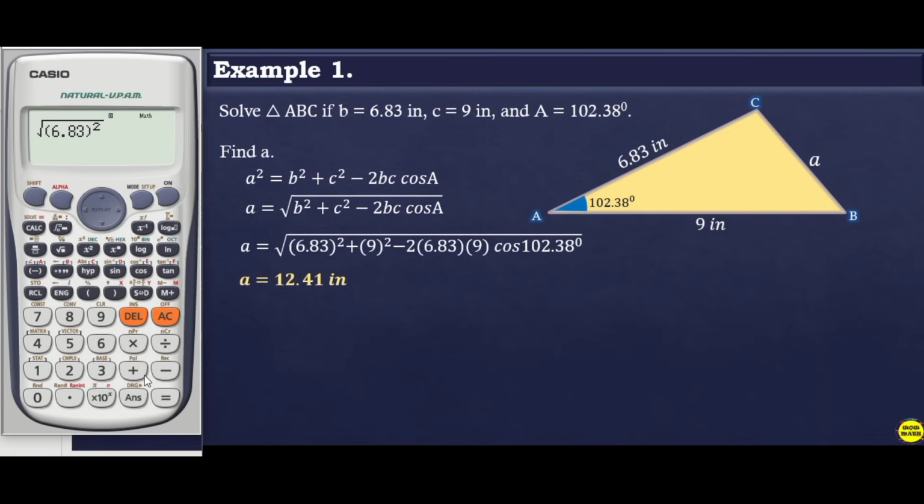Magpa-plus po tayo. Don't forget to press muna yung ating next para bumaba yung ating marker. So we have plus. And then again, this one. So open parenthesis, we have 9 squared. So close, and then squared. Okay, and then press muna natin ito para bumaba siya. And then minus 2 times 6.83. And then close natin. Open again. Times 9. And then close. And then cosine. So cosine, click po natin yung cosine.